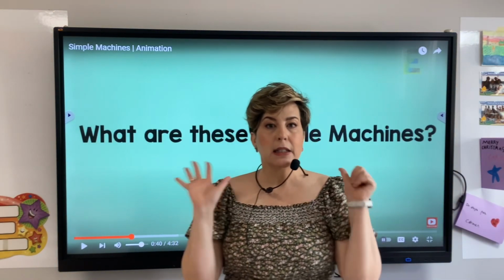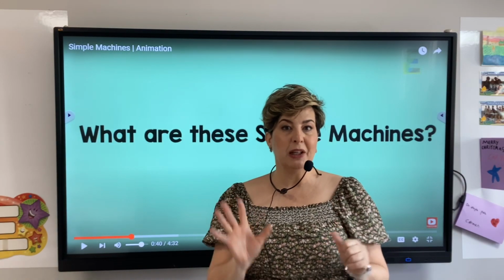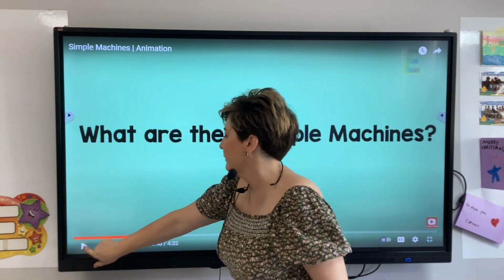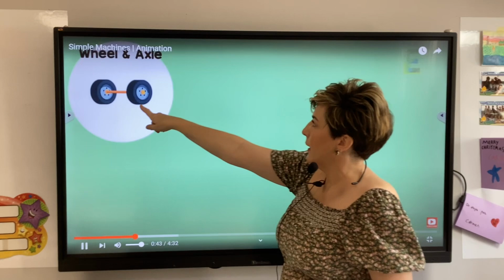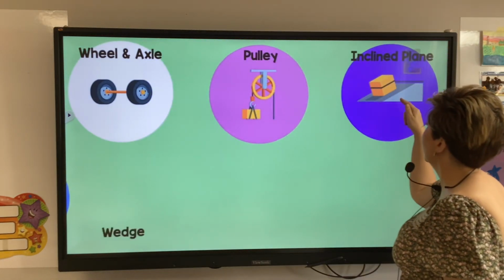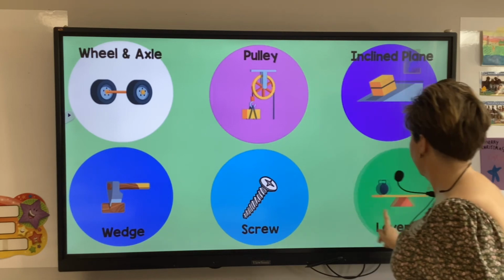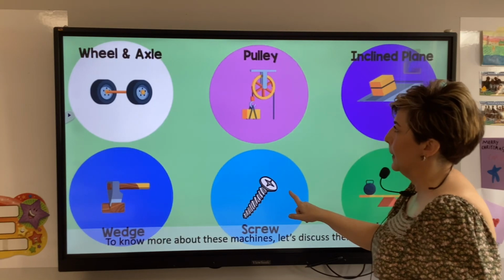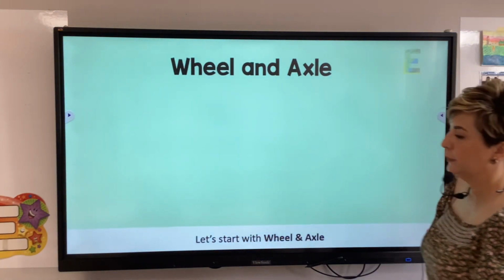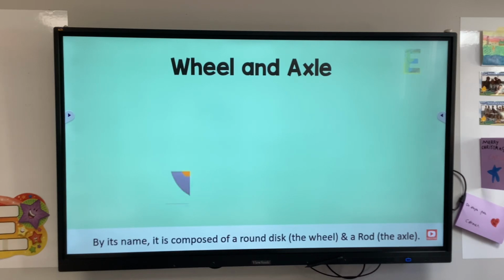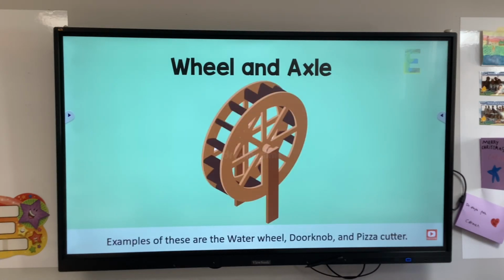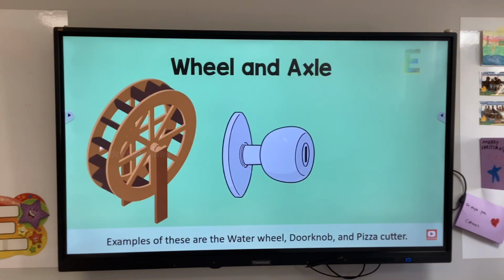We have studied 6 simple machines and we are going to remember them. Which are those 6 simple machines? Wheel and axle, pulley, inclined plane, wedge, screw, and lever. To know more about these machines, let's discuss them one by one. Let's start with wheel and axle. By its name, it is composed of a round disc or the wheel and a rod or the axle. Examples of these are the water wheel, doorknob, and pizza cutter.